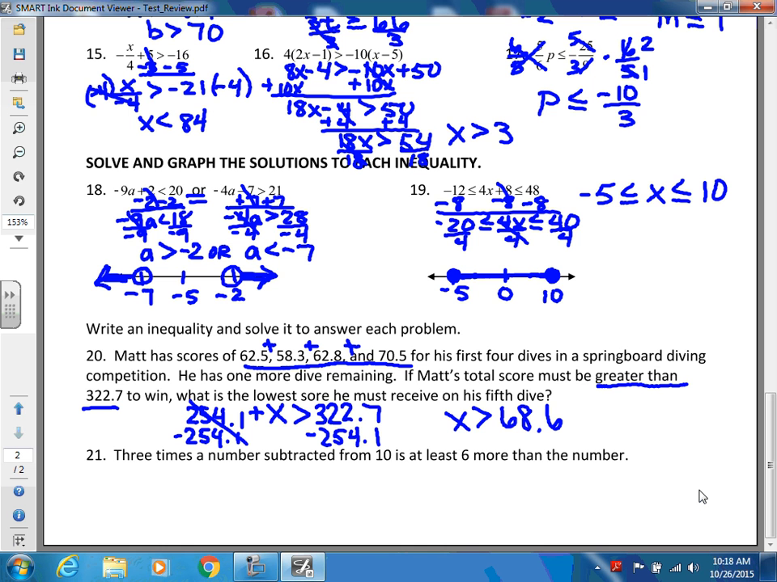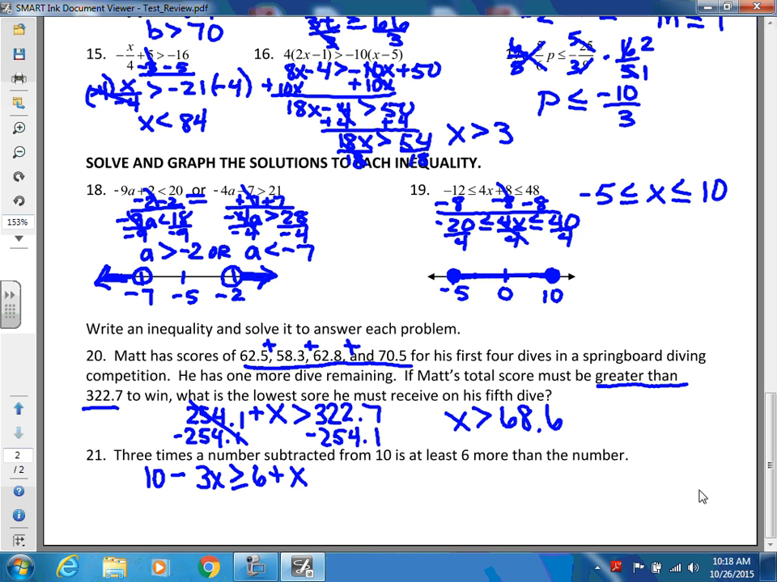All right, for number 21, you're just translating it first and then solving it from there. So 3 times a number, that'd be 3x, is subtracted from 10. That means 10 has to go in front for anything to be subtracted from it. Is at least, that means that it is greater than or equal to. It's got to be that one or more. 6 more than the number, 6 more than the x we don't know about.